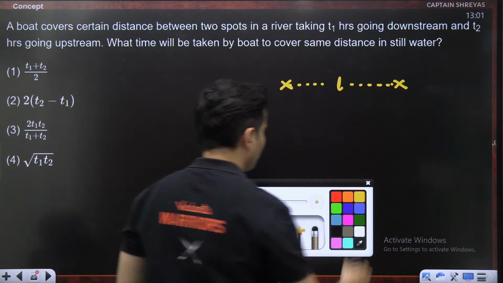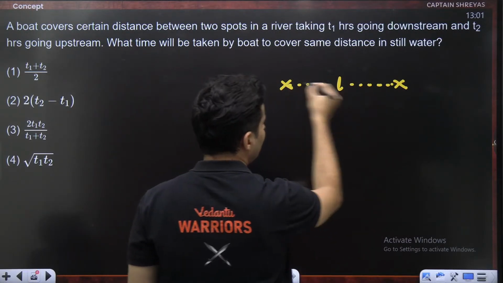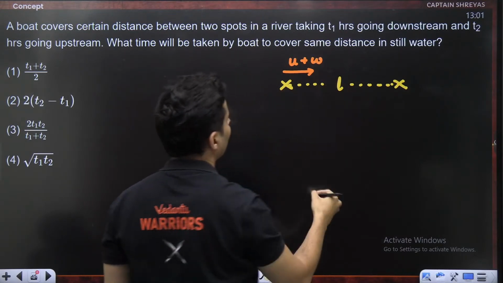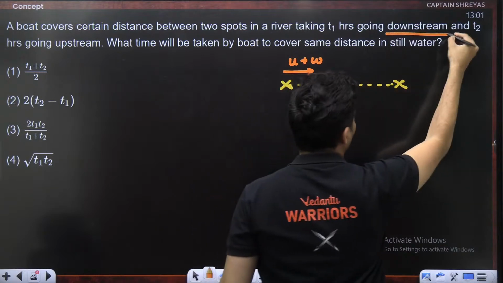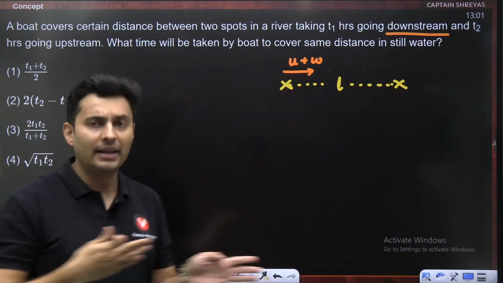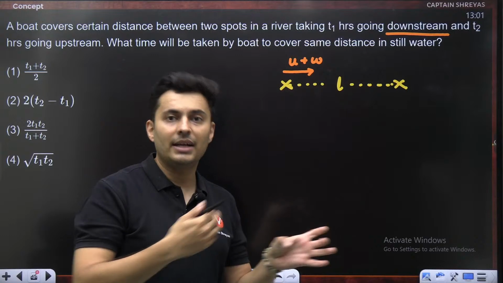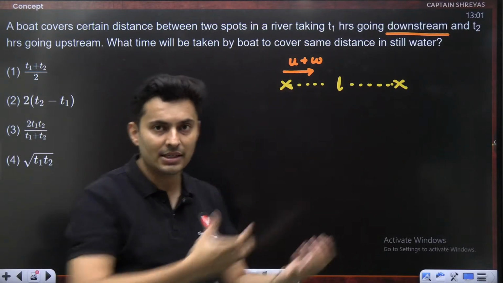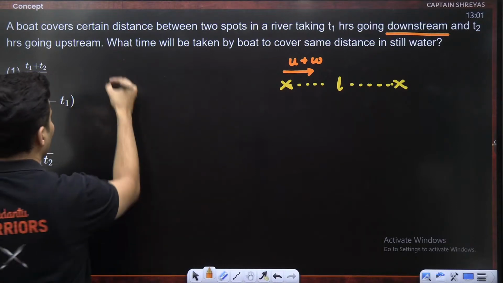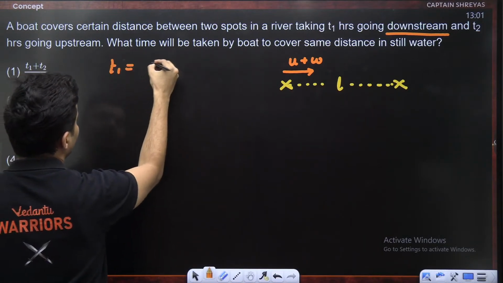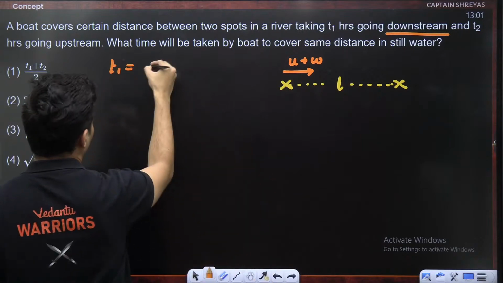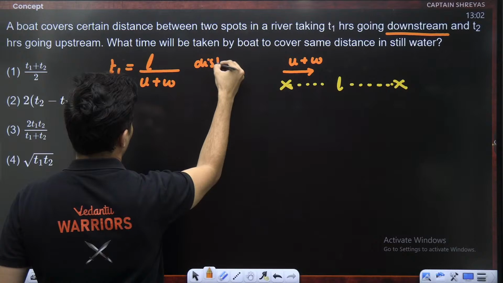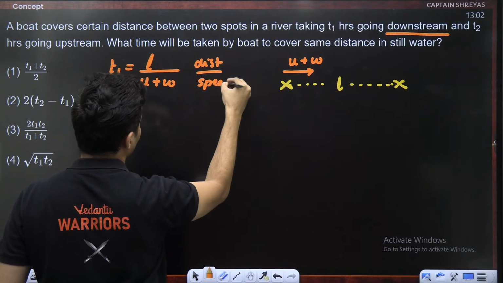Okay. So if you are going downstream, then your speed will be u plus w. Downstream, u plus w, because downstream means in the direction of the flow. The speed of the river and your speed will add, it will contribute, and you will see the net speed will be more. So T1 will be basically distance, L, divided by speed. So distance by your speed. That's all I have done.